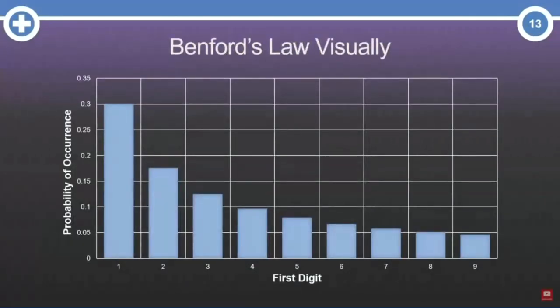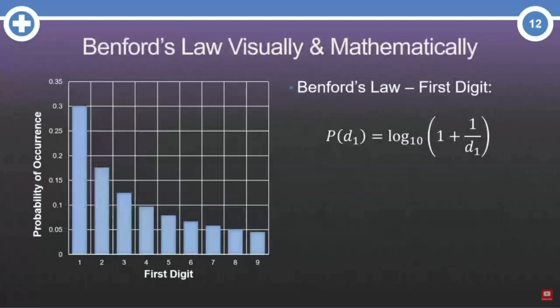Here is a visual representation of Benford's Law. This is a distribution of first digits. Notice how the 1 has the highest probability, followed by 2, and it decreases from there all the way down to 9. Here is the actual mathematical view of the law. Basically, the probability of any first digit is log base 10 of 1 plus 1 over the digit itself. So the probability of the first digit being a 2 would be log base 10 of 1 plus 1 over 2. Now, maybe this concept of first digit is hard to grasp.